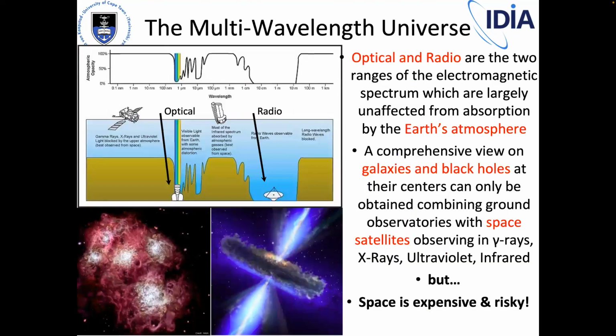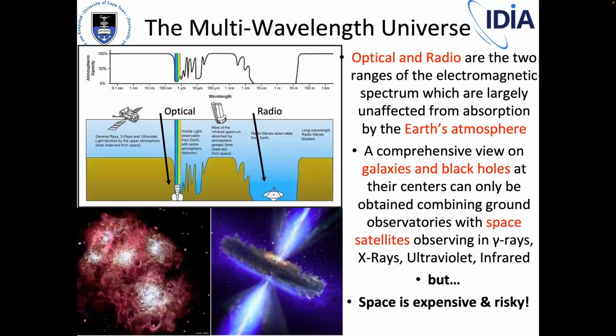Now, the problem is that the optical and radio wavelengths that we are mostly involved with are the only ones that can be observed from the ground, because they are the only ones that are not affected by the atmosphere. Galaxies forming from complex molecular clouds and black holes can only be observed in their totality, over multiple wavelengths, by using observatories from space. And this means gamma rays, X-rays, ultraviolet, and infrared. Of course, space missions are expensive and risky.